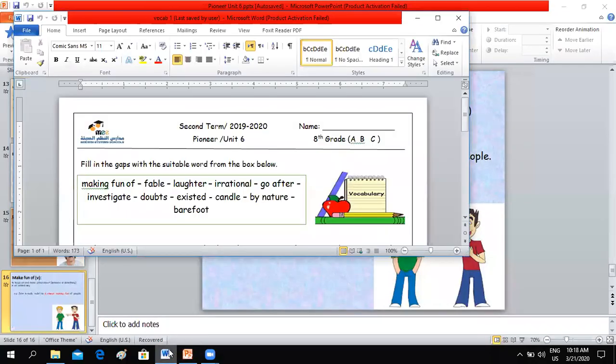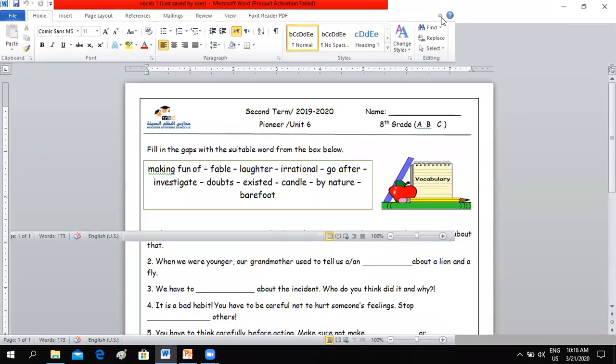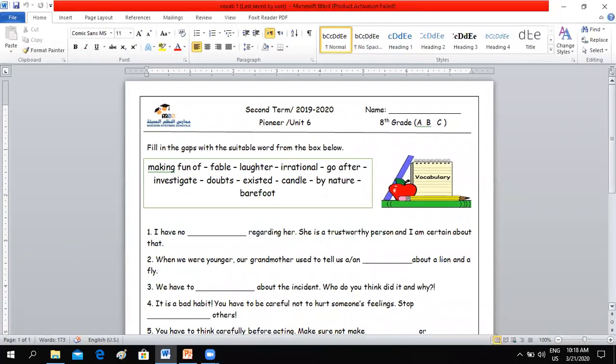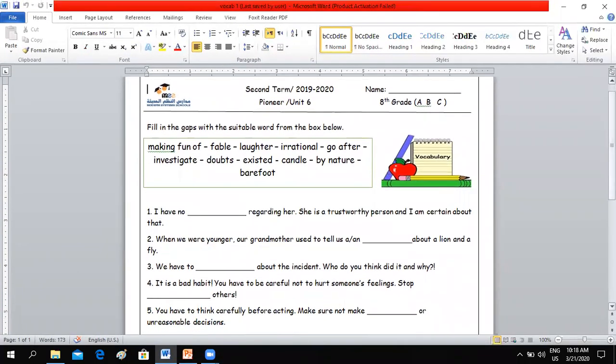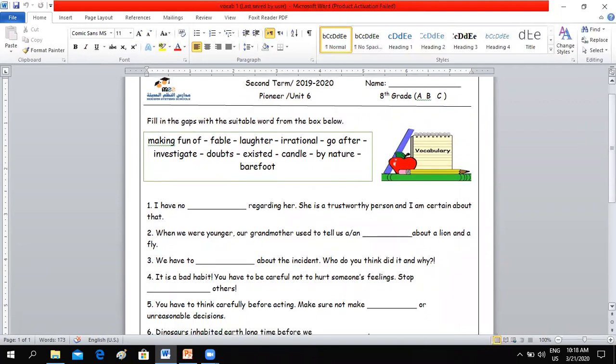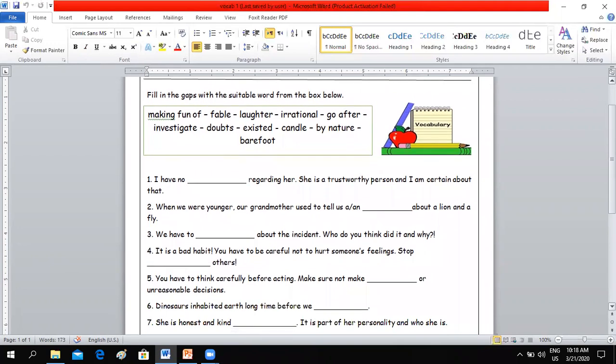Now, in order to clarify the idea, I brought you an example here. Fill in the gaps with the suitable word from the box below. You can do it alone, then you can check it with me. The words are make fun of, fable, laughter, irrational, go after, investigate, doubts, existed, candle, by nature, and barefoot.